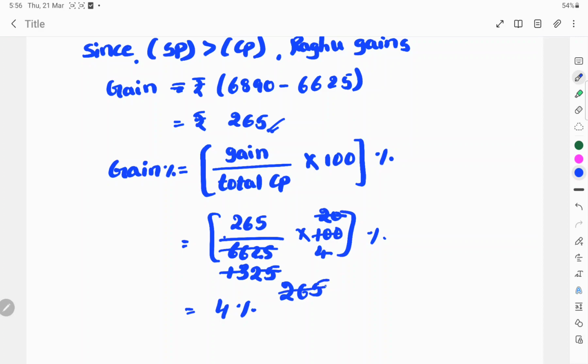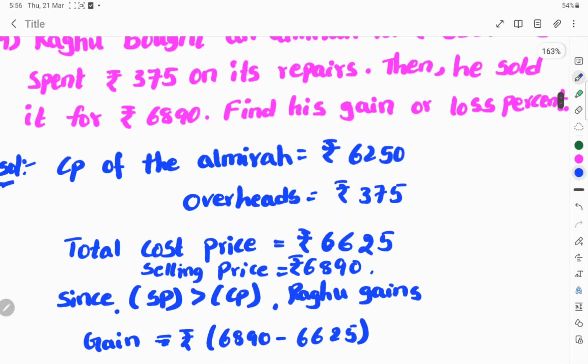So here 265 cancels one time. So 1 into 4 is 4. So he gained 4%.